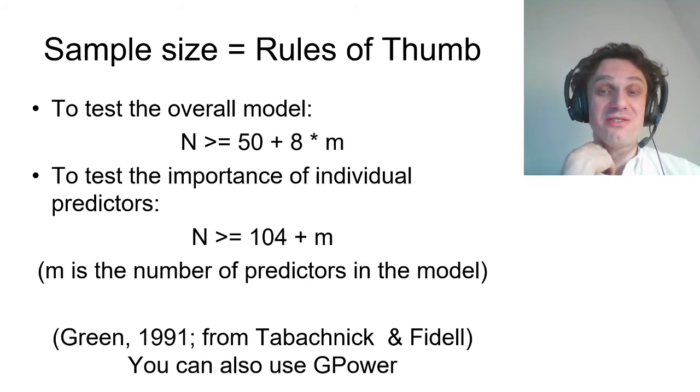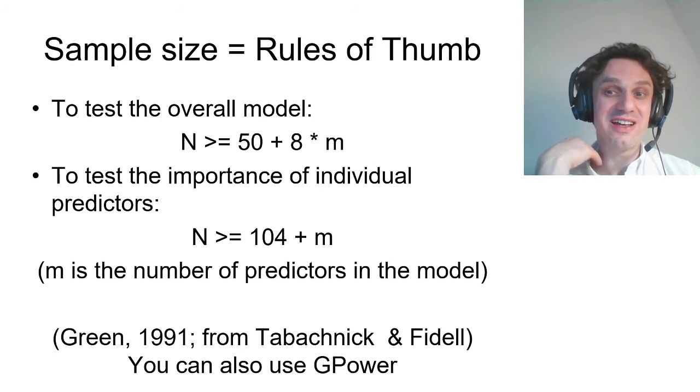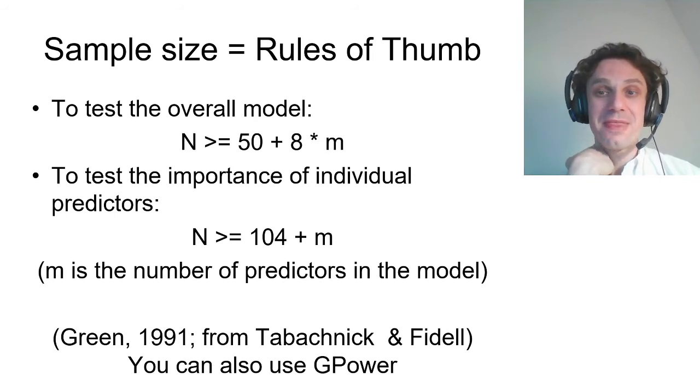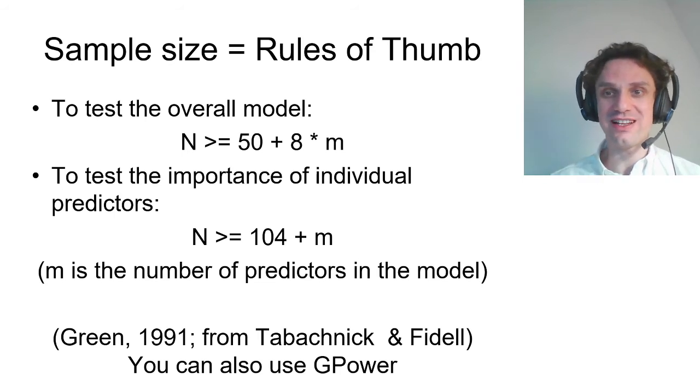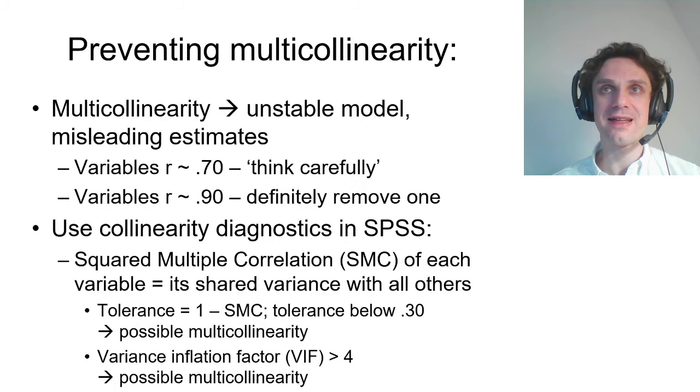However, this is not universal. So if your effects are very strong, smaller sample might be fine. And if your effects are not so strong, even larger sample is no guarantee that you'll discover them. So you can use in principle G-power to estimate power, but then again, because there is so much uncertainty concerning the associations between your predictors, it's not so easy.